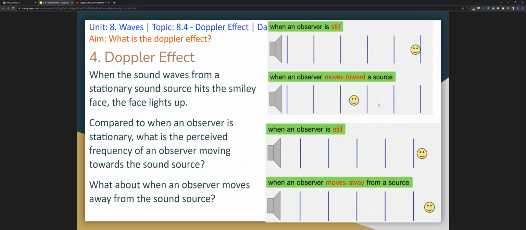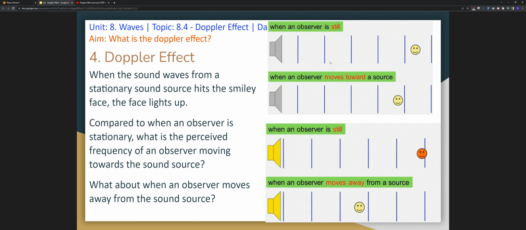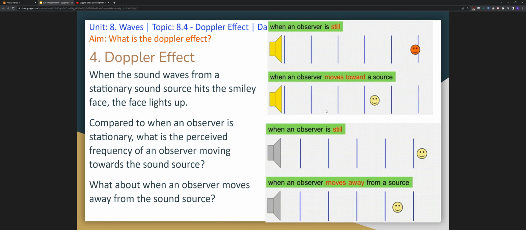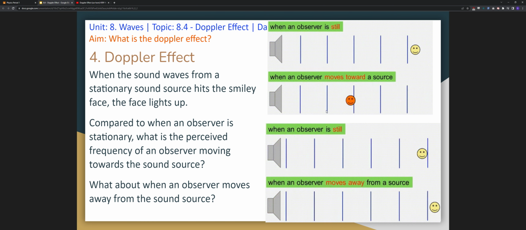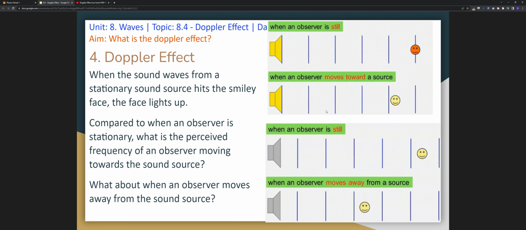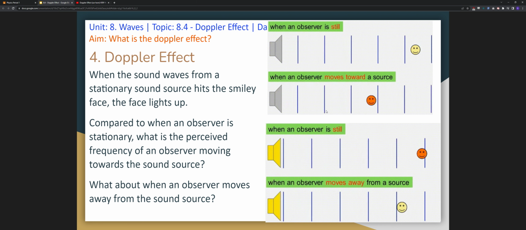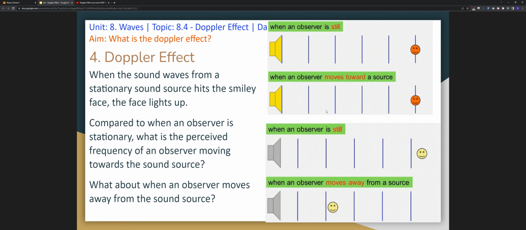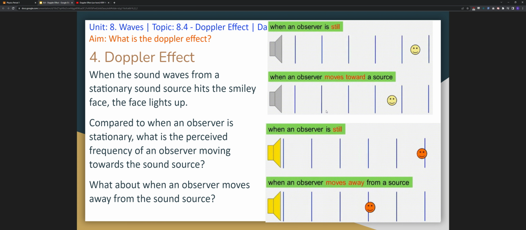All right. So when the sound waves hit a stationary observer. I think these two GIFs are very self-explanatory. You'll see in the top GIF that the sound source is stationary, but the observer is the one that's moving. And each time the smiley face lights up, that means a sound wave is hitting the observer. So the observer is hearing that sound wave.